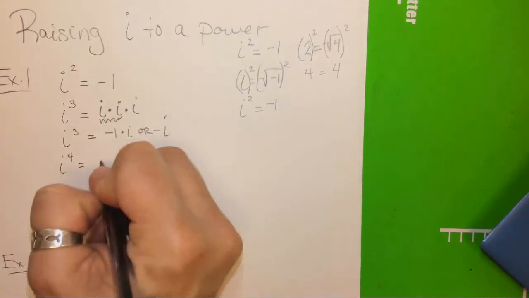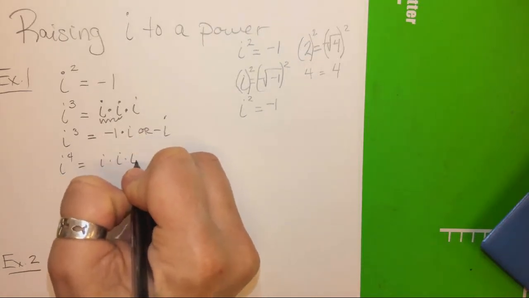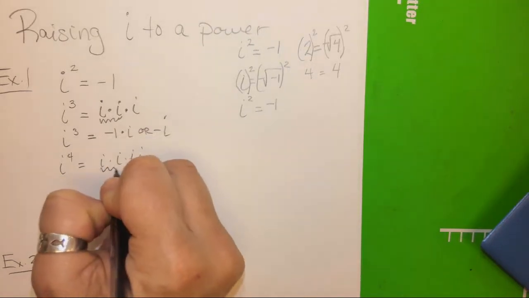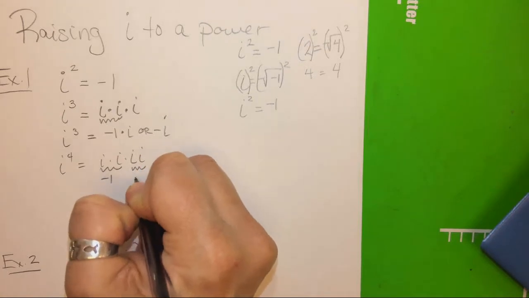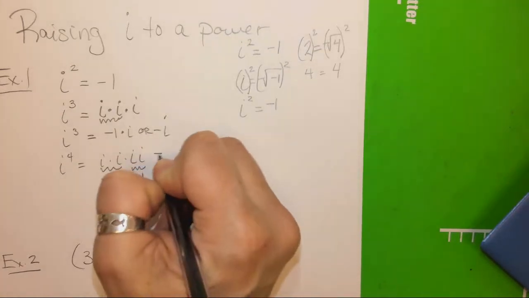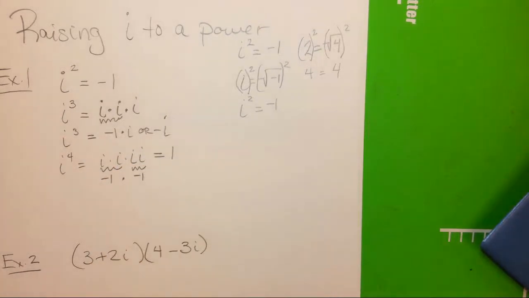And i to the fourth, well, we know i to the fourth is i times i times i times i. This guy gives me negative 1. This guy gives me negative 1. Negative 1 times negative 1 is positive 1. And we can keep going like that.